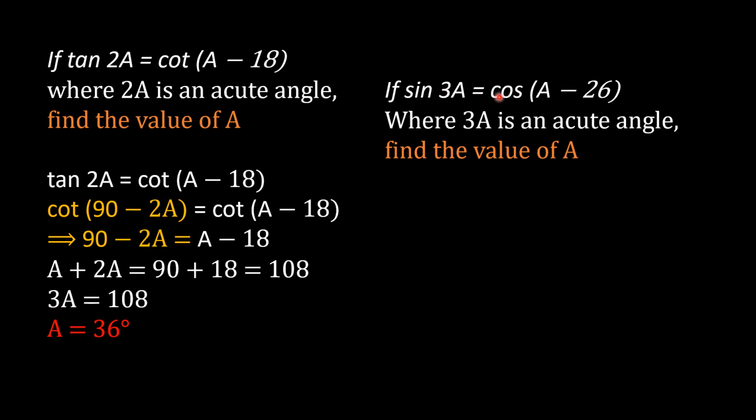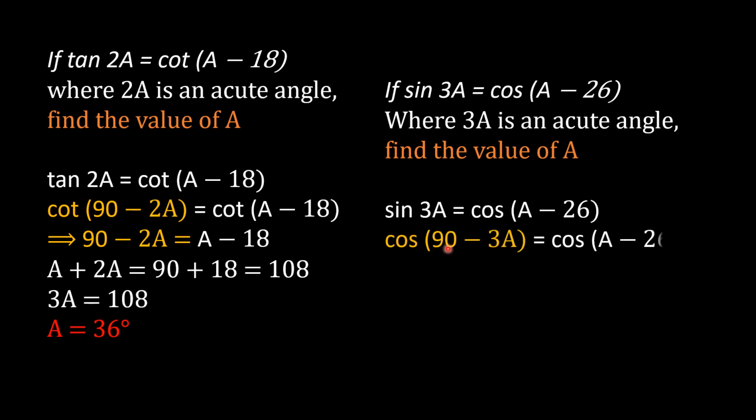If sin 3a equals cos (a minus 26), where 3a is an acute angle, find the value of a. Here also we can change either sin to cos or cos to sin. We will change sin to cos. Let us write the expression first. Now we will write sin 3a as cos (90 minus 3a) equals cos (a minus 26).